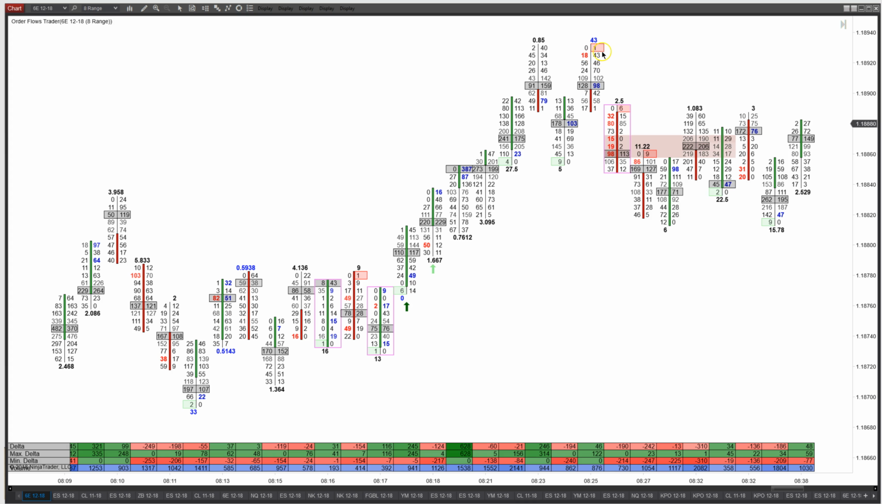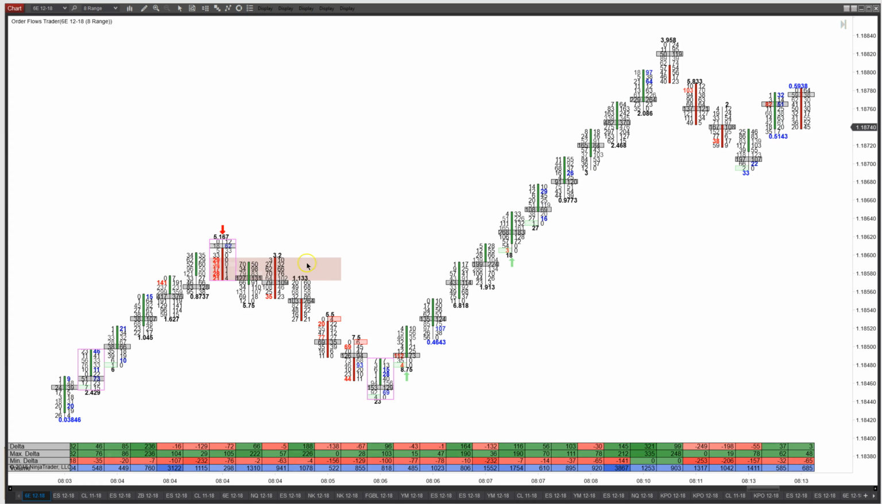Like up here, you got one, you got the single print. I like to see it there, just as, if it was on a move down, I would like to see it at a swing low or at a swing high. Now, if we're in a move, like in this move up, you see single print, single print, single print. I like to see it on a move up.